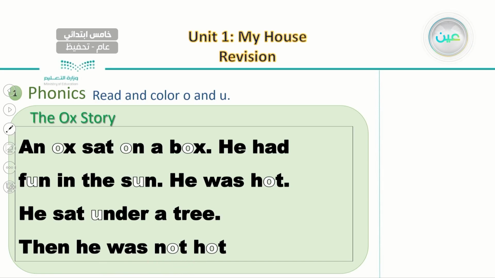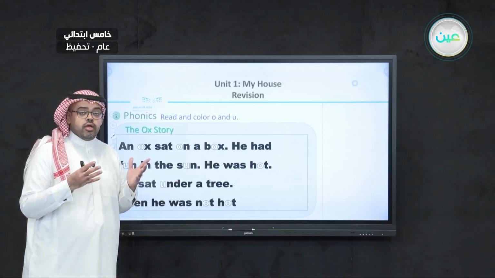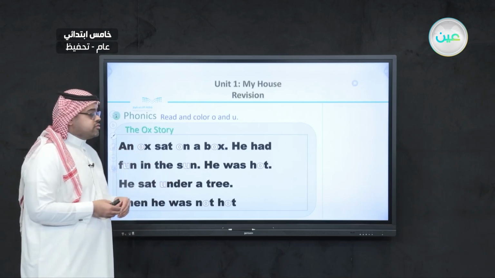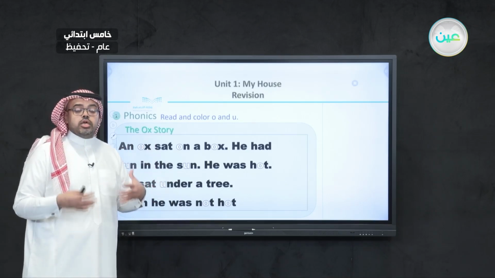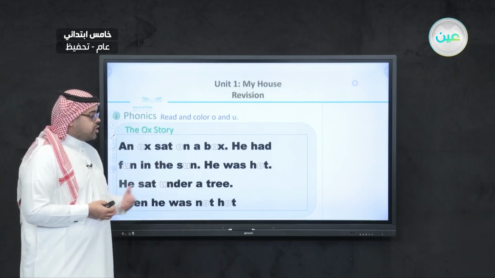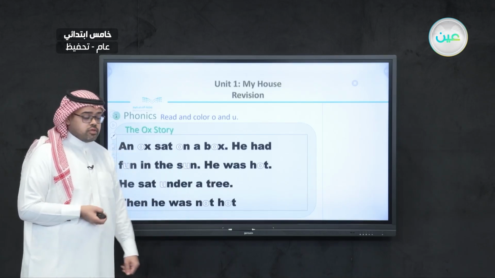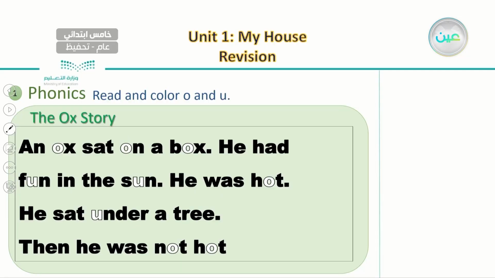So this is a story about an animal, which is an ox, the male of a cow. Once he sat on a box and he had fun in the sun. He enjoyed being under the sun. And then he was hot. The weather became hot for this ox. So he sat under a tree. Then the weather was no longer hot. This is our simple story.